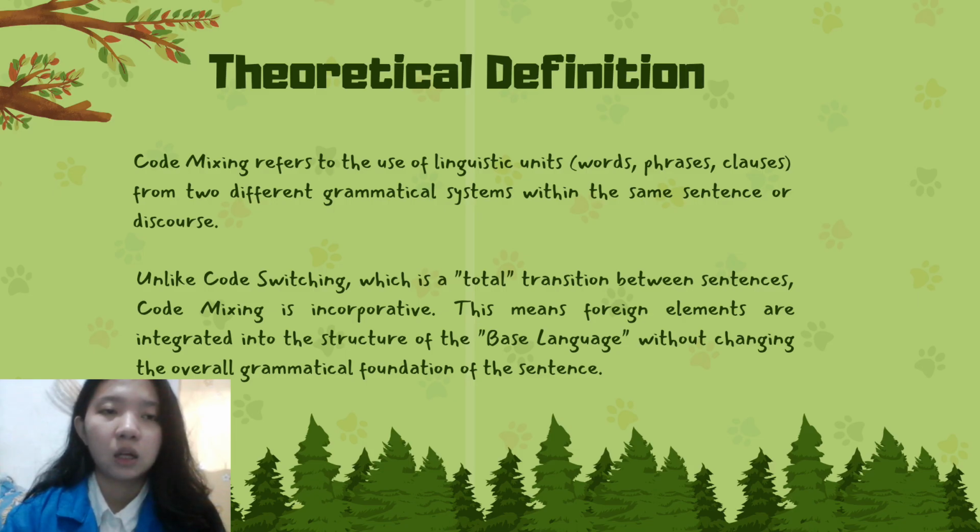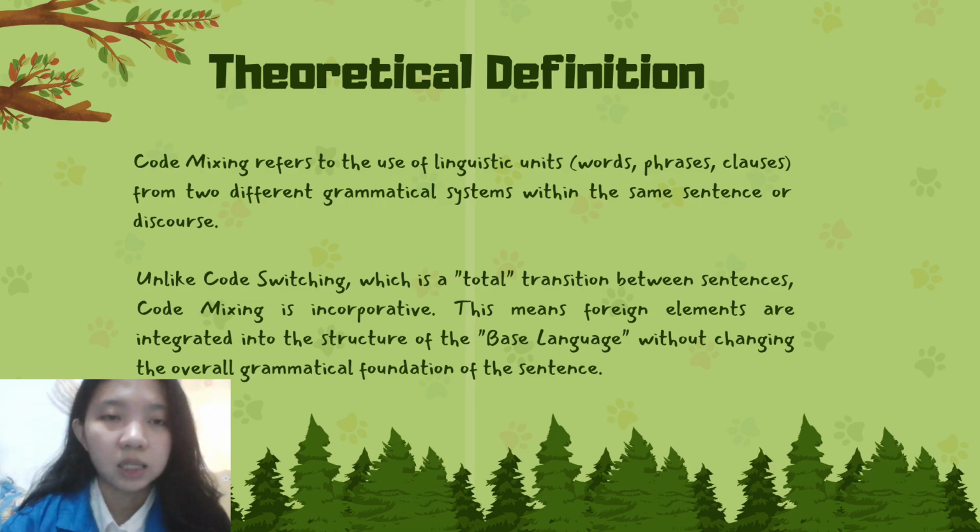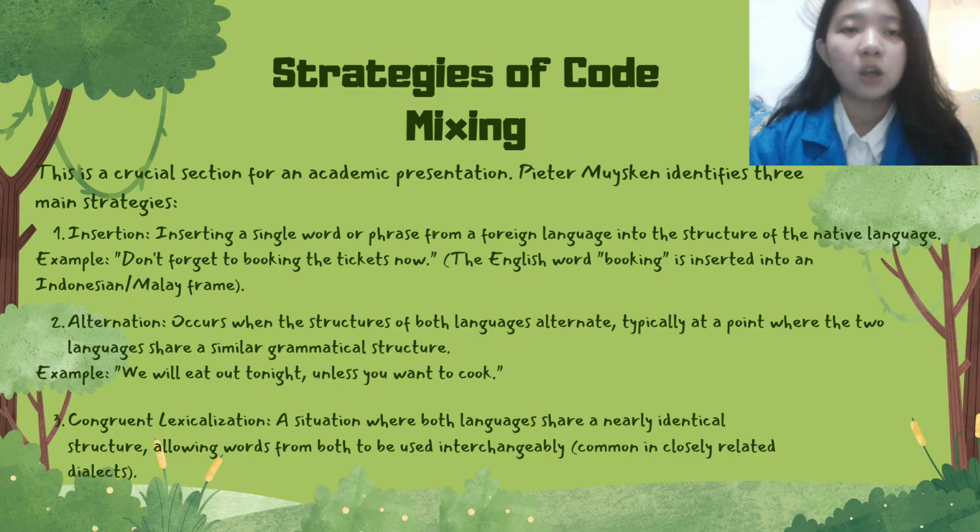Theoretical definition. Code mixing refers to the use of linguistic units, such as words, phrases, clauses, from two different grammatical systems within the same sentence or discourse. Unlike code switching, which is a total transition between sentences, code mixing is incorporative. This means foreign elements are integrated into the structure of the base language without changing the overall grammatical foundation of the sentence.